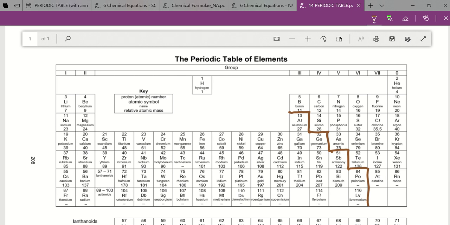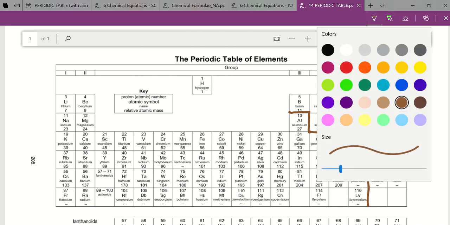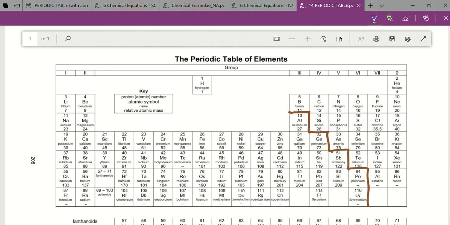For the non-metals, for the diatomic molecules, they are actually mostly these ones. So I'm going to circle them for you, and it might be good for you to write it down in your periodic table as well. So H is an example. This is a diatomic molecule.